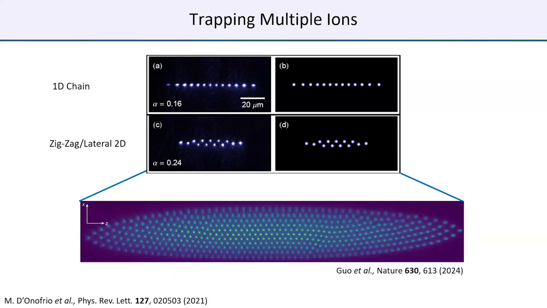You load a whole bunch of them in, you squeeze the end caps by a little bit, and then you get this cigar-shaped thing with triangular lattice structure.